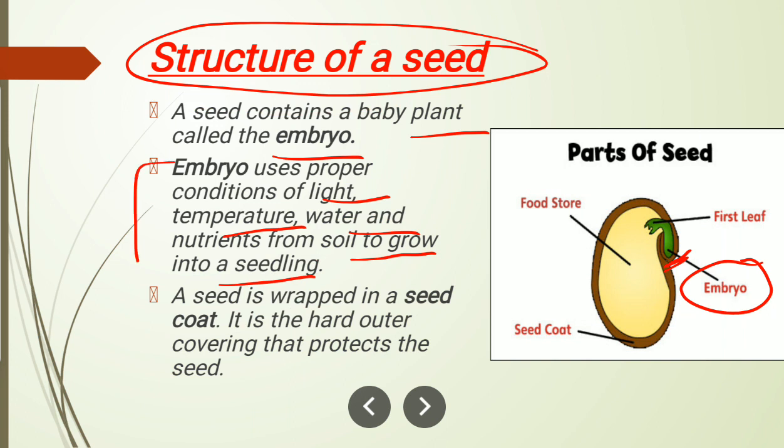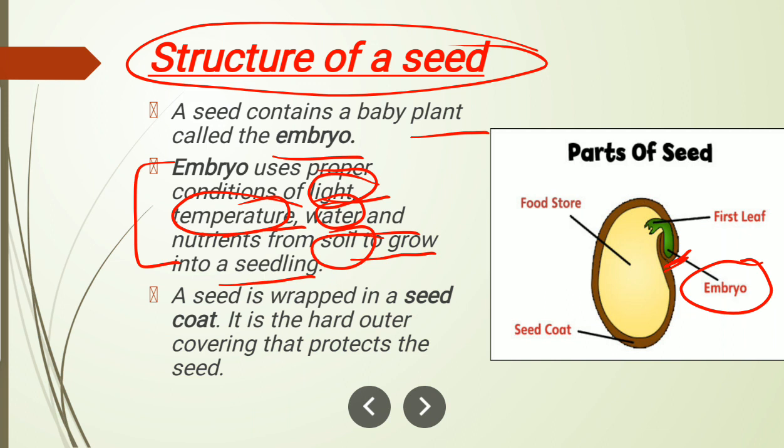This is the reason that, for example, you have a lot of seeds and pulses at home in your kitchen. Have you ever thought about why these seeds are not growing up into a plant? The simple answer is that the seeds you have kept in a box or any container are not getting proper light, temperature, water and soil. So that's why these seeds are not converting into a seedling, into a plant, right?